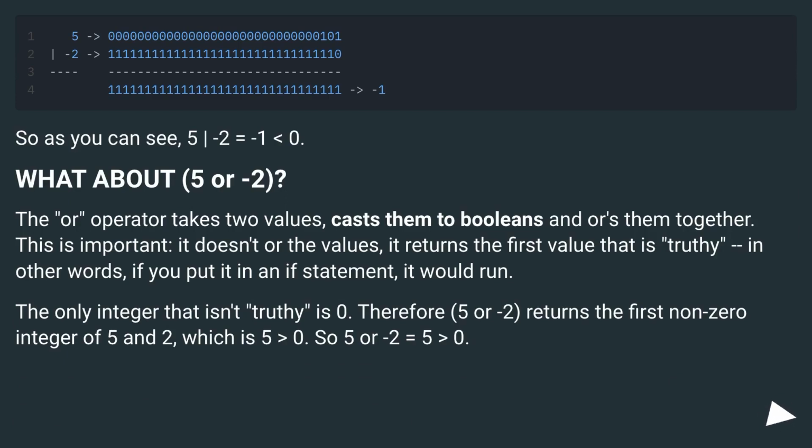What about 5 or -2? The or operator takes two values, casts them to booleans and ORs them together. This is important. It doesn't OR the values. It returns the first value that is truthy. In other words, if you put it in an if statement, it would run. The only integer that isn't truthy is 0. Therefore, 5 or -2 returns the first non-zero integer of 5 and -2, which is 5. So 5 or -2 equals 5, which is greater than 0.